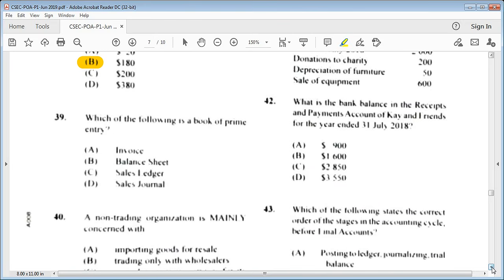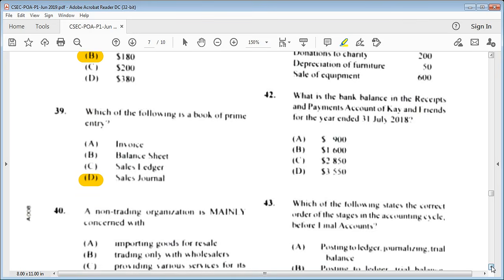Let's move on to 39. Which of the following is a book of prime entry? A, invoice. B, balance sheet. C, sales ledger. D, sales journal. We know that is sales journal. D would be our answer.